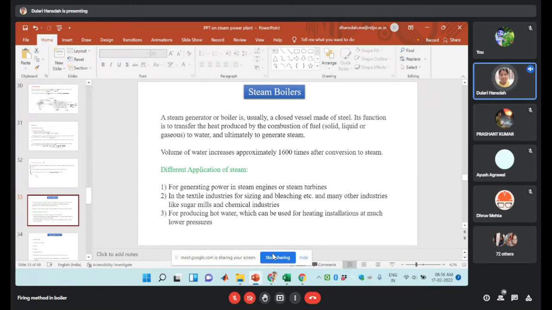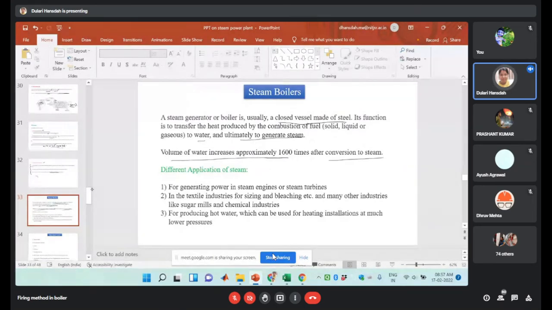Steam boilers, also known as steam generators, are usually closed vessels made of steel. Their function is to transfer the heat produced by the combustion of fuel, that is solid, liquid or gaseous fuel, to the water and ultimately to generate steam. In this case, the volume of water will increase approximately 1600 times after conversion to steam.